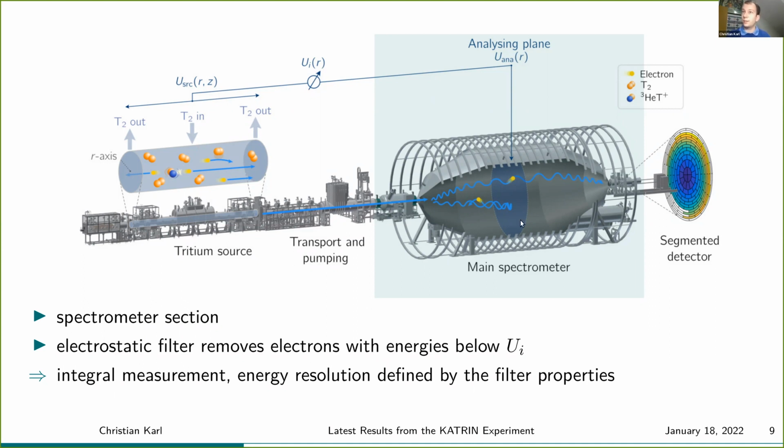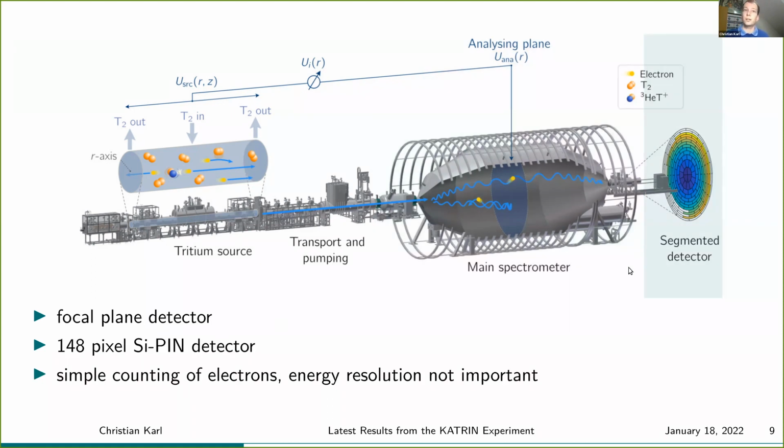And this is how we achieve the extremely high energy resolution, because it is only defined by the filter properties, namely how well we can repel electrons with too low energies. And this is, of course, something that can be done very accurately compared to actually measuring the energy differentially. So our detector is actually not as complicated. It's a so-called focal plane detector, which is a 148 pixel silicon PIN detector. And as mentioned, it really simply has to count the electrons, and the energy resolution of this detector is not important. But we will see later why we want this pixelated, and at least some small energy resolution is needed.